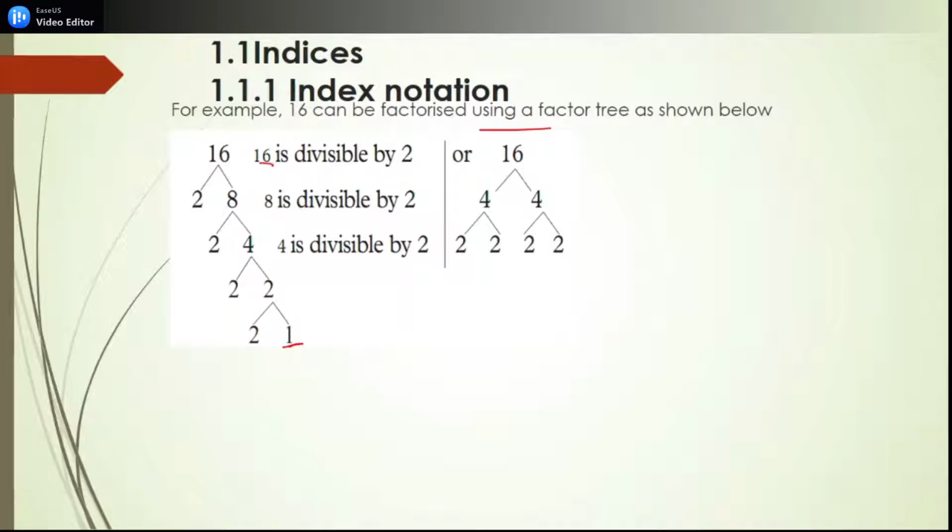This means 16 is divided by 2, 8 divided by 2, and 4 divided by 2. Or it can be written as you see. 16 is 4 times 4. Then 4 is equal to 2 times 2 and 2 times 2. Finally, we consider those final values. 16 is equal to 2 power 4.